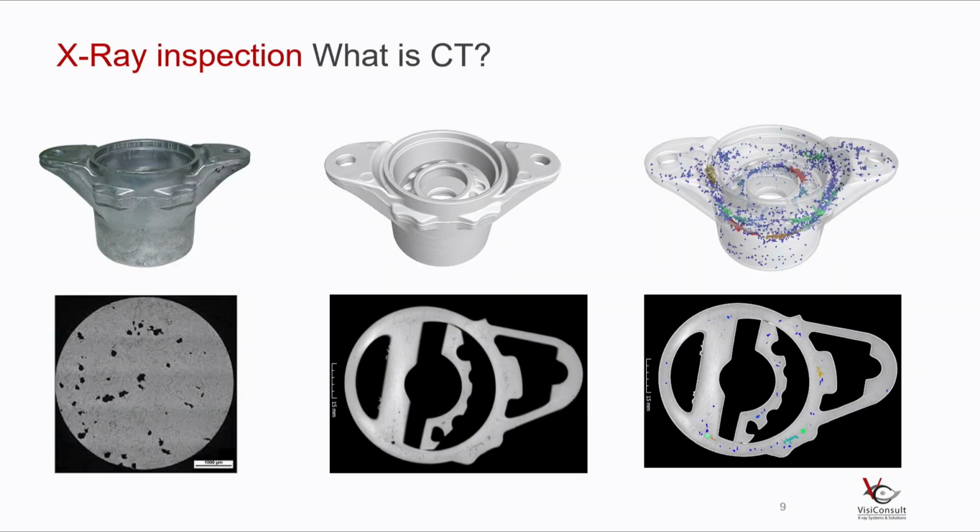So we have a bunch of 2D images, if you think of slicing through your part, and you can then reconstruct it. You can see relationships between the internal features, and then you can not just visualize it, but you can measure things inside it. And you can do this automatically.